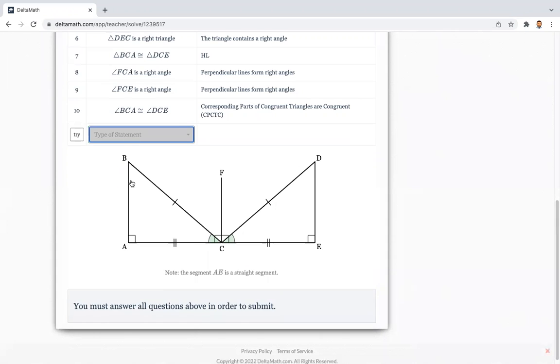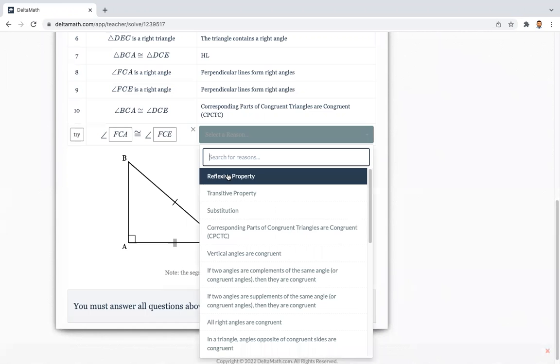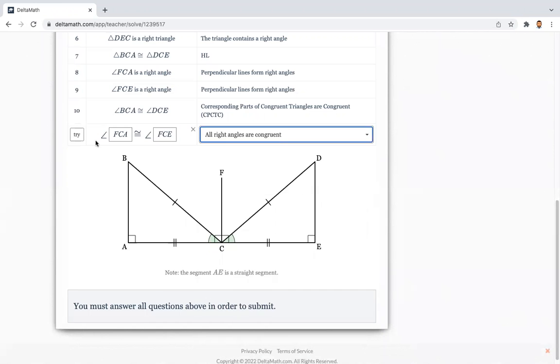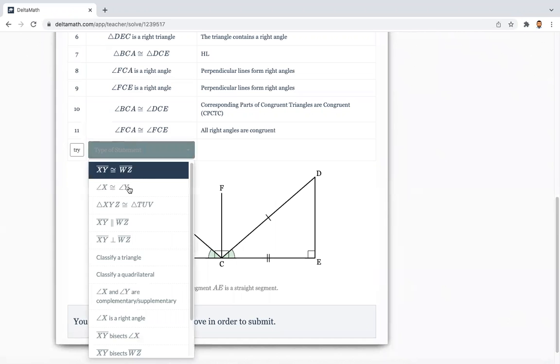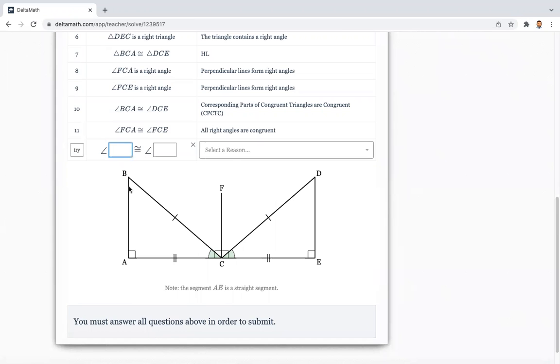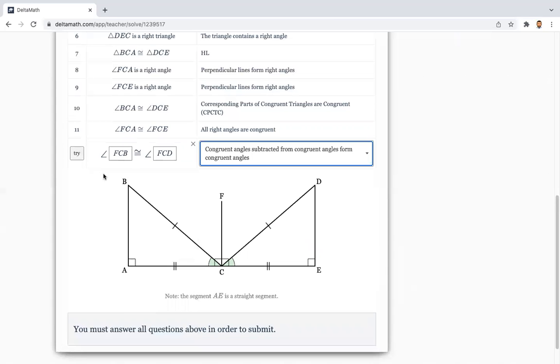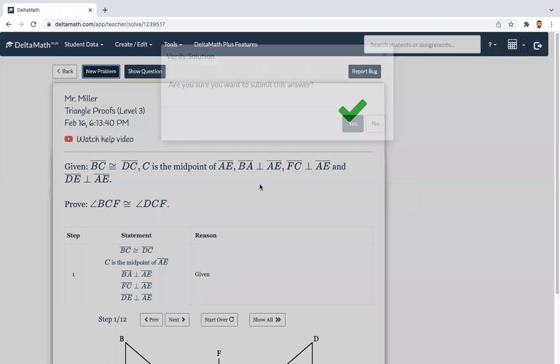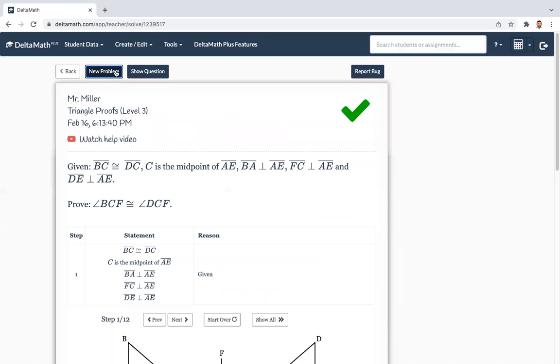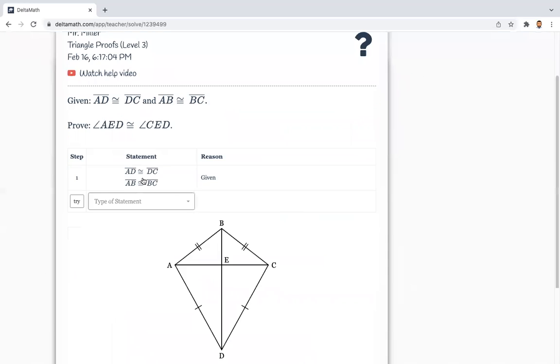Oh, okay. We are going to state that FCA is congruent to FCE. We've got to be very explicit about that. All right angles are congruent. And now I can say my whole subtraction piece. Okay. FCB, FCD. Submit. Wahoo. All right, let's do another one.